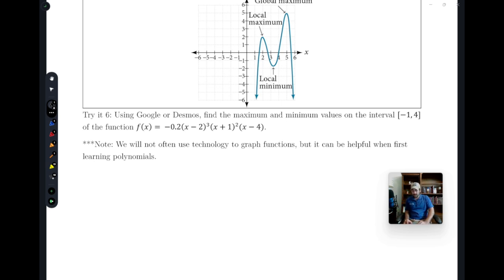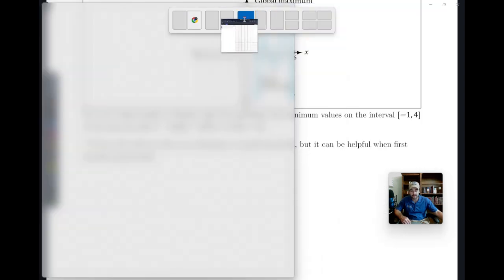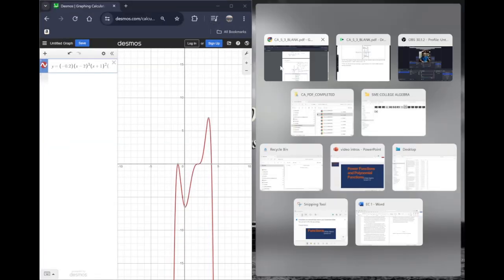So what I'm going to do is I'm going to go to Desmos. I prefer Desmos as a graphing function because it's easy to move around and see special points and click on it for points. So f of x, y equals -0.2 x minus 2 raised to the third. Then we've got x plus 1 raised to the second. And then we've got x minus 4. All right, I got my Desmos. I'm going to drag it down here so we can see it. It's going to be a little hard, but that's okay. Put that over there. And we'll put the notes back over here.